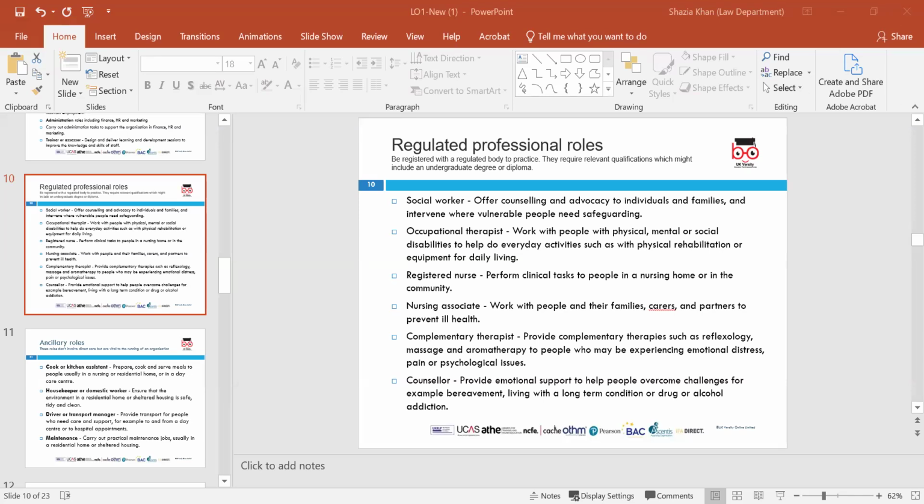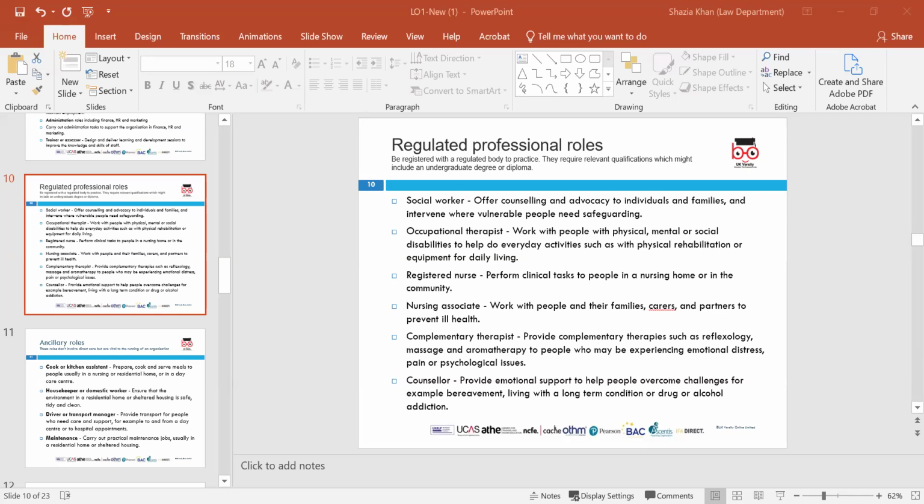The next one we've got is a complementary therapist. And that's people who are specialists in therapies such as reflexology, massage, aromatherapy, and emotional distress. They build that trust relationship with the individual for care and support. They evaluate what therapies they need as an individual.